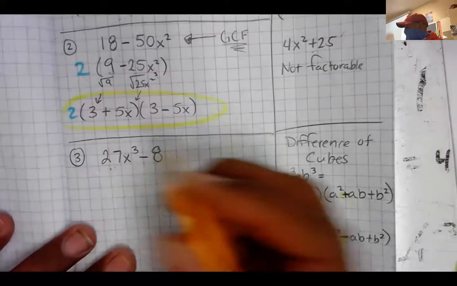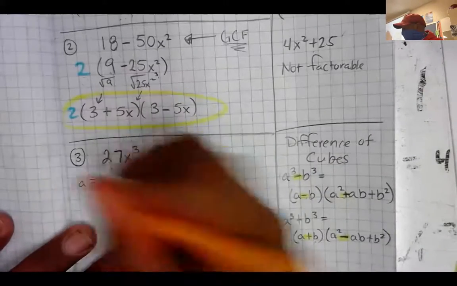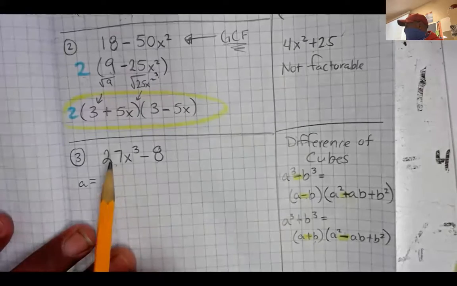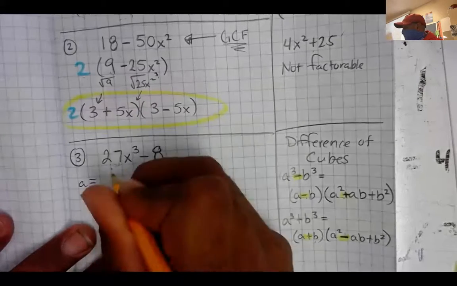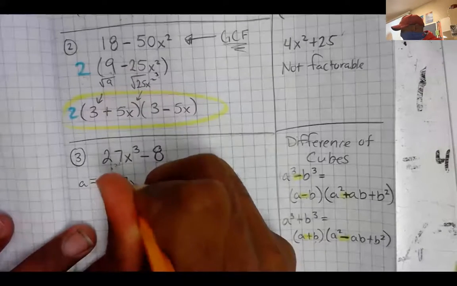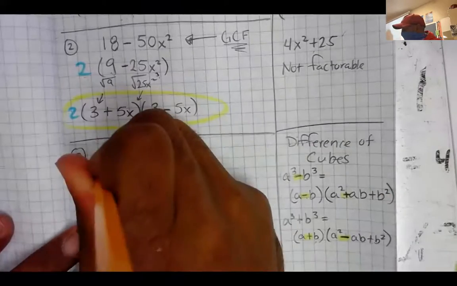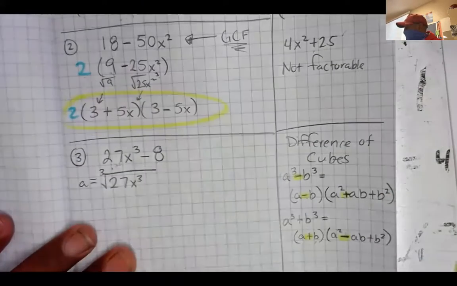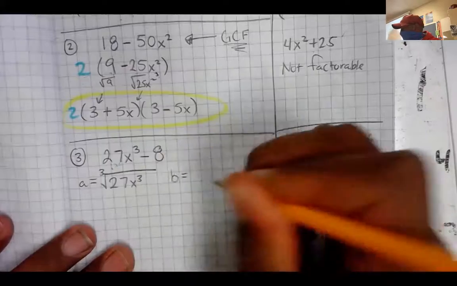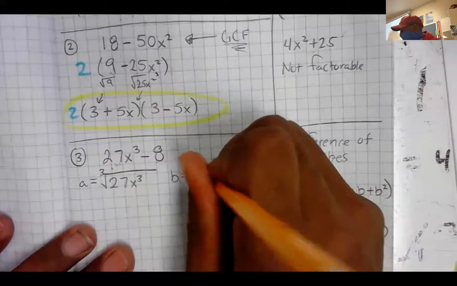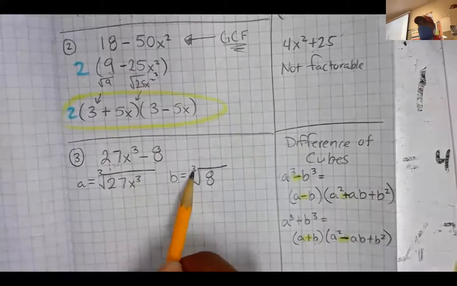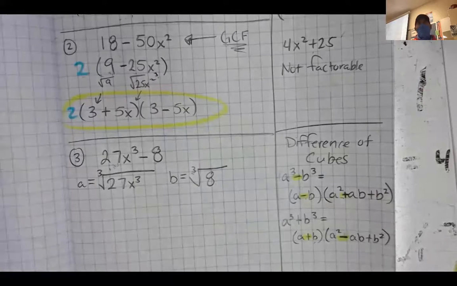So the first thing, let's find the A. A is going to be equal to the cube root of the first number. So I take the 27x cubed and not square root it, but I'm going to take the cube root. And I'll do the same thing with the second number. I'm going to take the cube root. That's why I write the little 3 right there on the top.